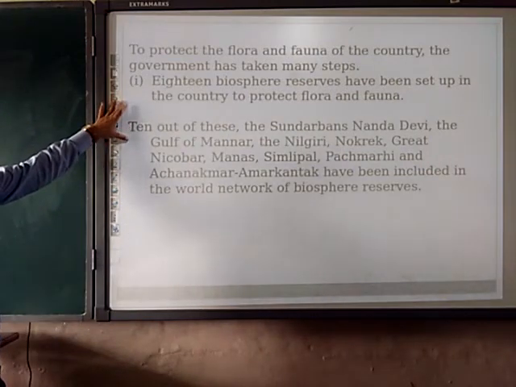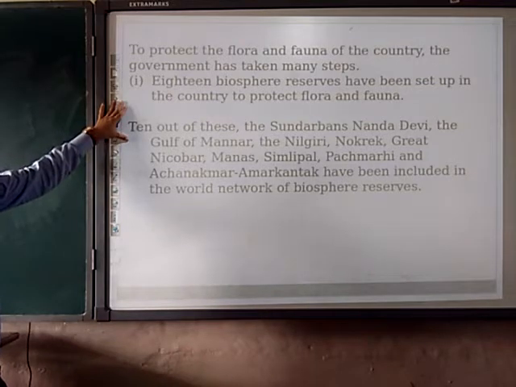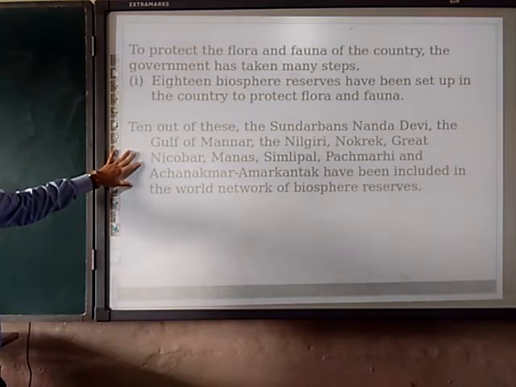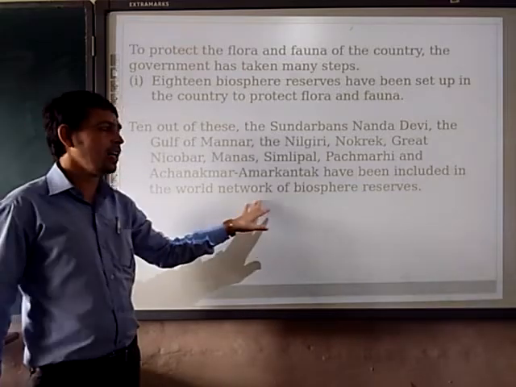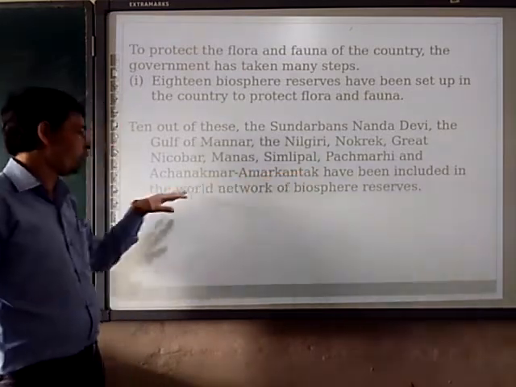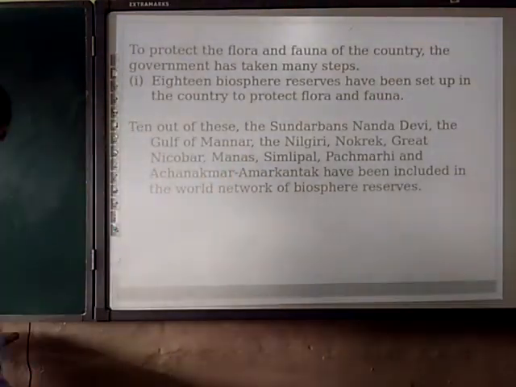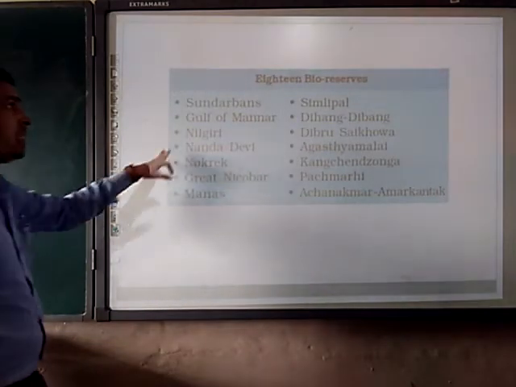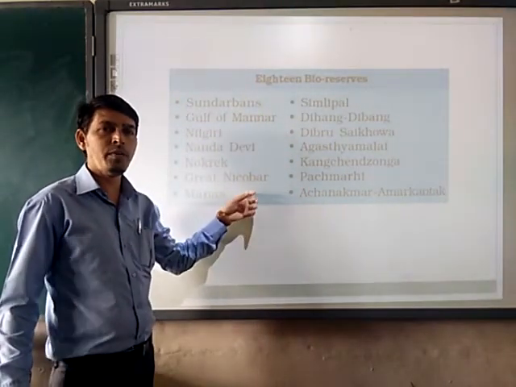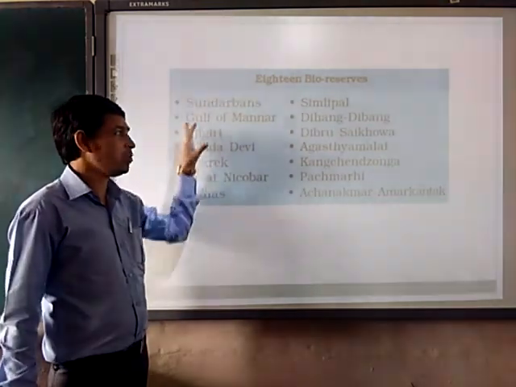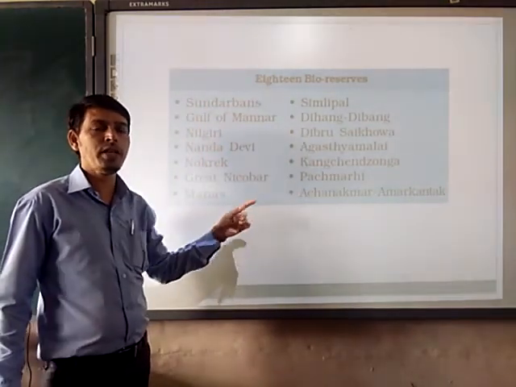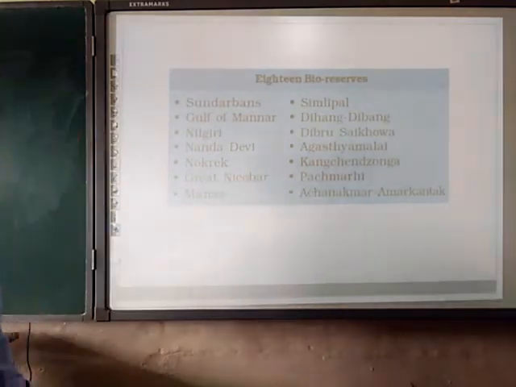We are going to see a few points. 18 biosphere reserves have been set up in the country to protect the flora and fauna. 10 out of these, the Sundarban, Nanda Devi, Gulf of Mannar, Nilgiri, Great Nicobar, Manas, Simlipal, Pachmarhi, are the biosphere reserves which have been included in the World Network of Biosphere Reserves. Second point, these are the 18 biosphere reserves. This photograph has been taken from your textbook, where it has been shown properly. You can go through the textbook and see it.